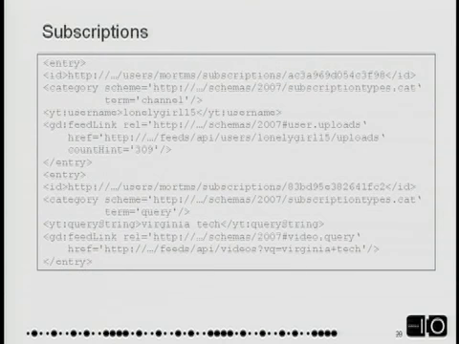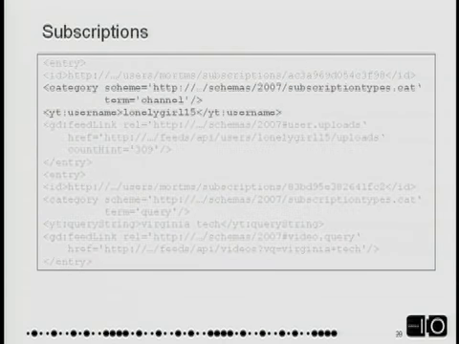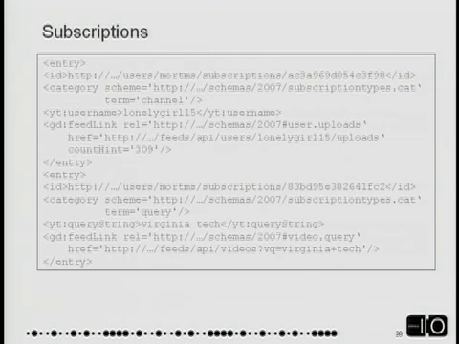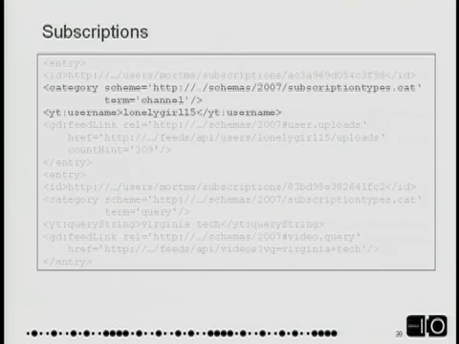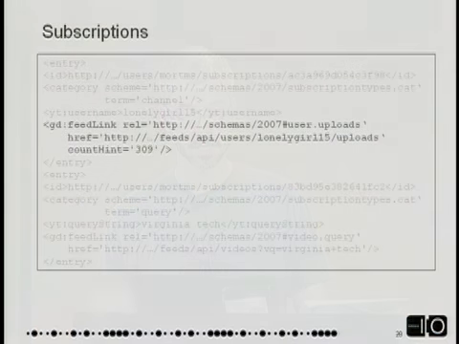So again, digging into the actual data that's coming back, here I'm looking at the subscriptions feed. So this is going to return me multiple subscriptions that this user has. The first one up here, if we look at the category of the subscription, it's saying it's a channel. So that means in this case, I've subscribed to Lonely Girl 15's uploads. Every time there's a new video in that series, it will show up in that subscription. If we want to look at the contents of that, I can get the GD feed link, and that's going to point me at Lonely Girl 15's uploads.